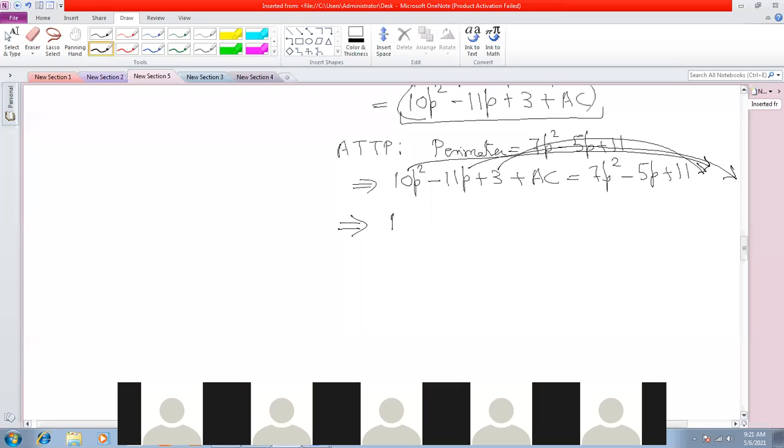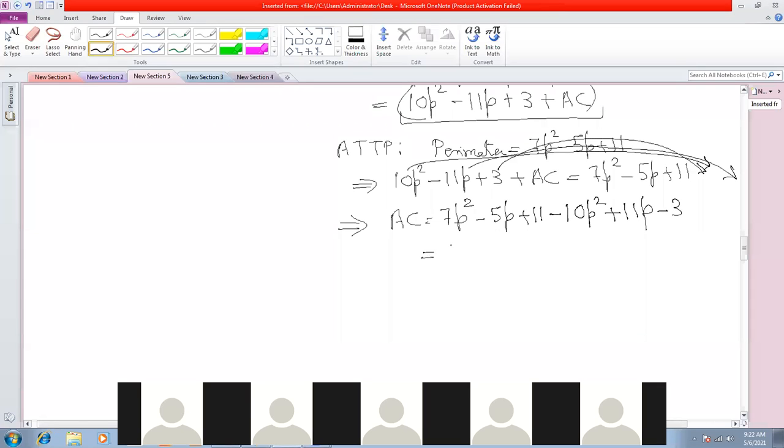So what do we get? AC is equal to, we write this as it is, 7p square minus 5p plus 11. And since we are taking 10p square to the other side, from plus 10p square, it becomes minus 10p square. From minus 11p, it becomes plus 11p. And from plus 3, this becomes minus 3.